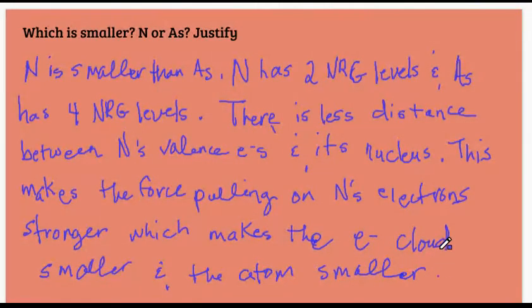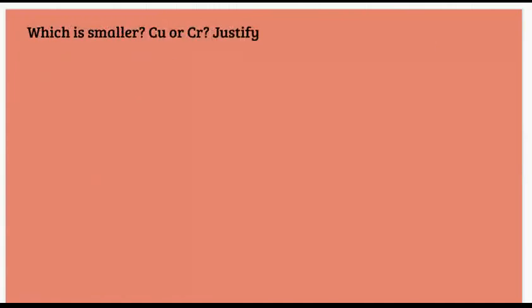There you go. That is a justification. That is, you've got your claim. I've got my evidence of the energy levels and how that smaller number of energy levels gives you less distance, which makes the force stronger that pulls on nitrogen's electrons, which pulls the cloud in tighter and makes the atom smaller. So that's what you have to do. All right, let's do one more.